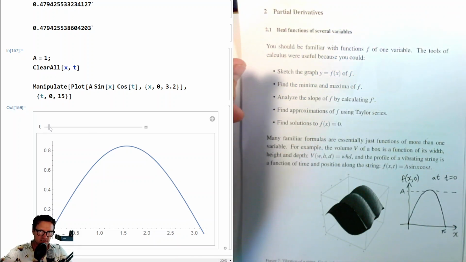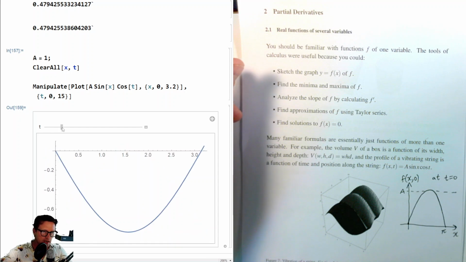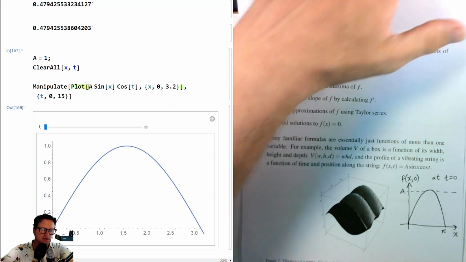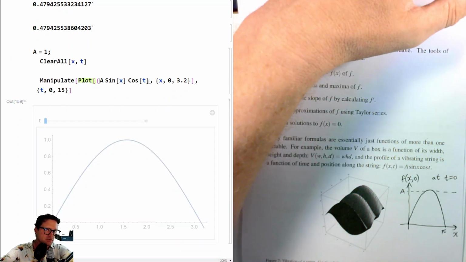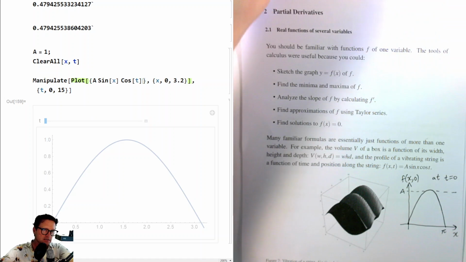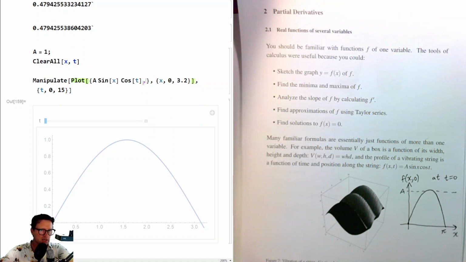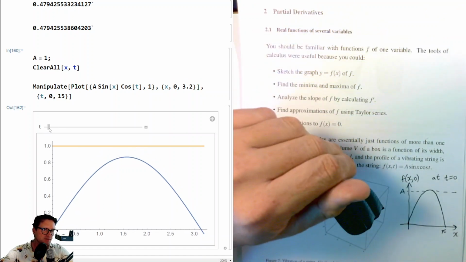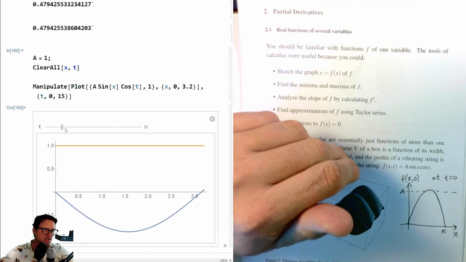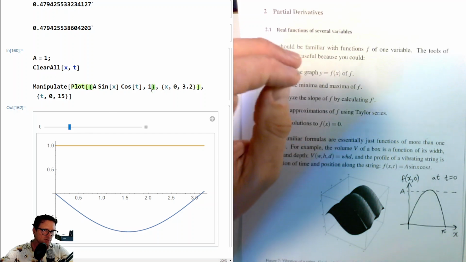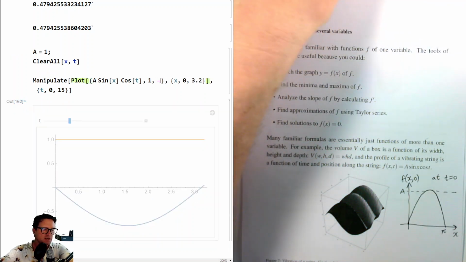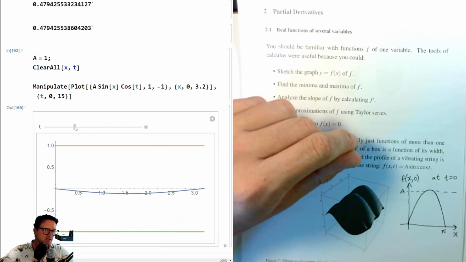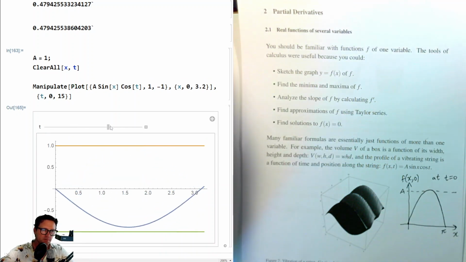Okay, so as I increase time, it doesn't quite look right, because what I need to do also is include some frame of reference so it doesn't change the bounds. So I'll also put 1 and see if this makes any difference. Okay, so there's my amplitude, and now we can see this changing. Let's also put in -1 because it goes from 1 to -1. So now we can see this changing with time. All right, so it goes up and down.